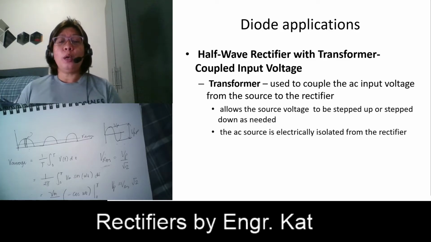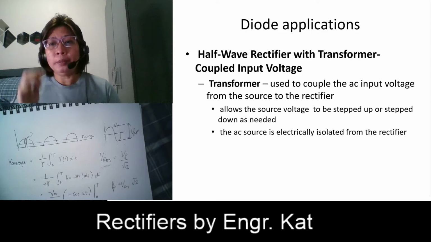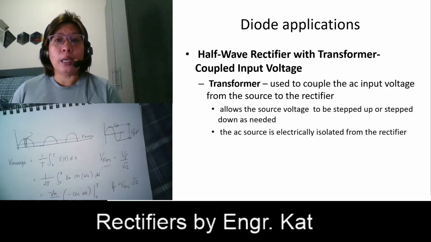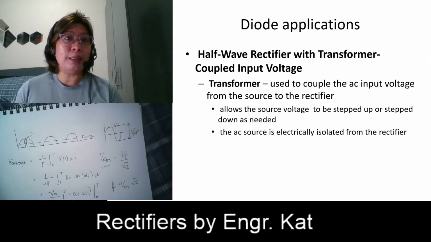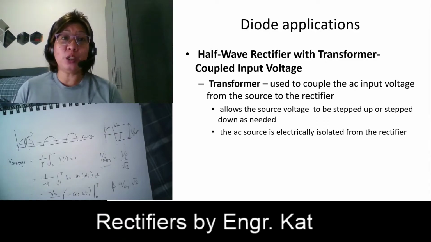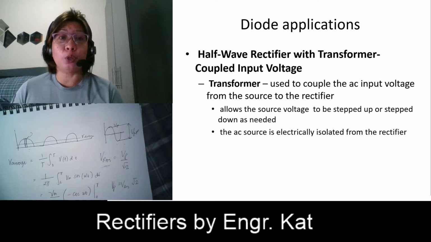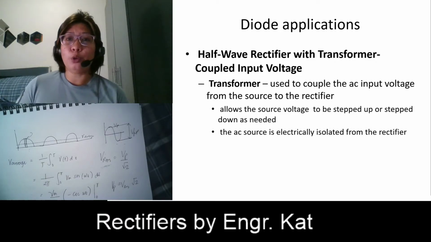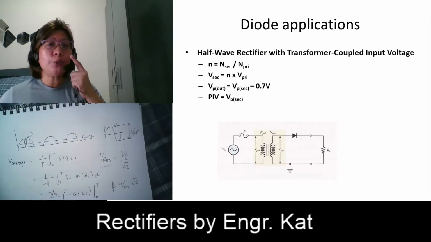Okay? So the AC source is electrically isolated from the rectifier. If anything happens to the AC source, since they are not connected directly, it will not destroy your rectifier circuit. So that is also one reason why we make use of a transformer to couple your input signal to your rectifier circuit.